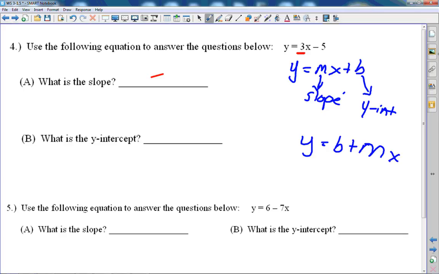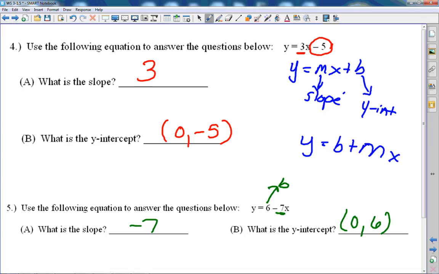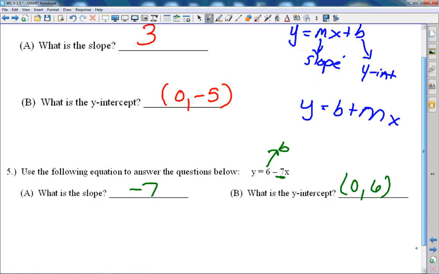Now, did I write anything? No, I didn't write anything with this silly board. All right. Am I writing 3x? No, I'm just writing 3. X is the variable. The Y-intercept is this number right here, so I would write it as 0, negative 5. On the next one, the slope is this number with the x, negative 7. This is my Y-intercept. It is 0, 6.